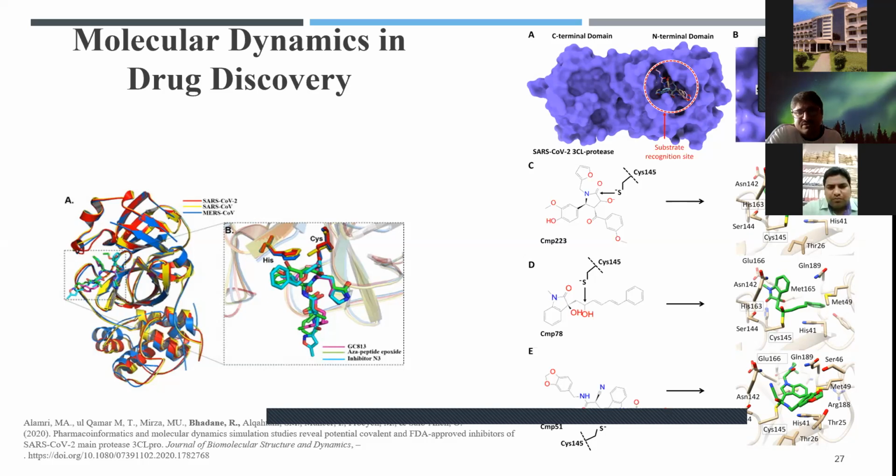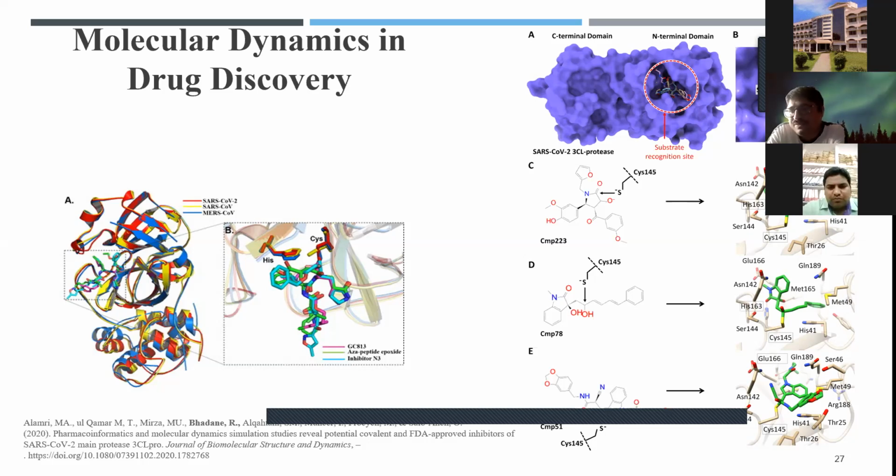Once the system is neutralized, we prepare the coordinates file and topology file for Amber, and then we start the minimization. Now, when we start the MD simulation, the simulation needs to be in different phases. The first phase should be the minimization phase, then the equilibration phase, and then the production simulation. And you should not jump directly to the production simulation.